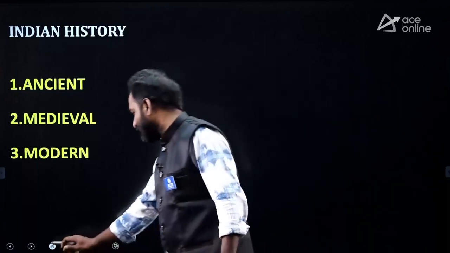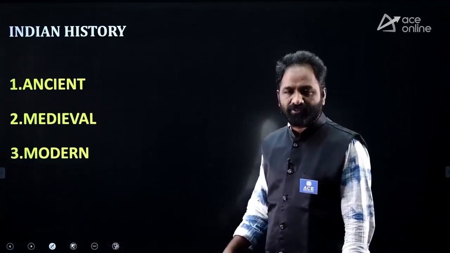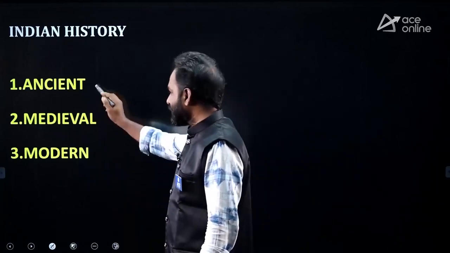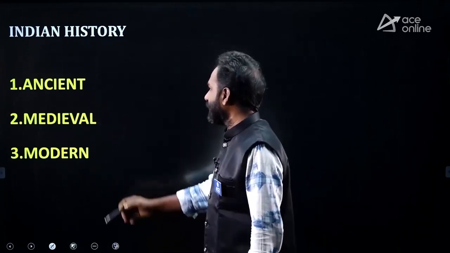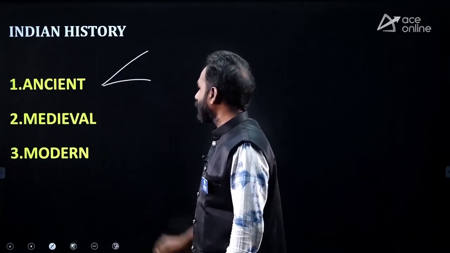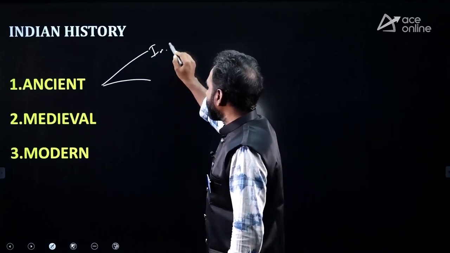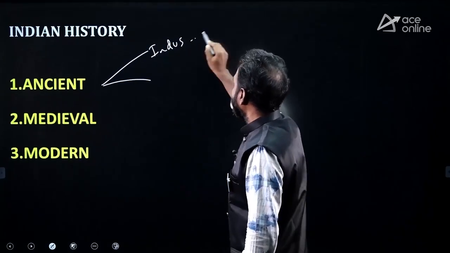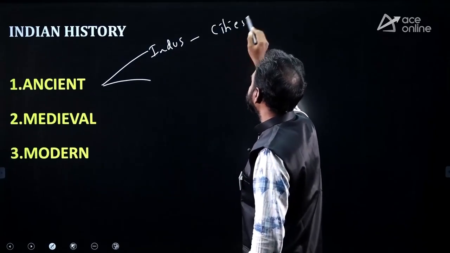Next, Indian history. Of course, it is very vast. For every subject, you can get 4 to 5 questions. Ancient, medieval, as well as modern. Now come to ancient, where you are going to give importance. First, give importance to the Indus Valley civilization. In the Indus Valley civilization, please focus on cities.